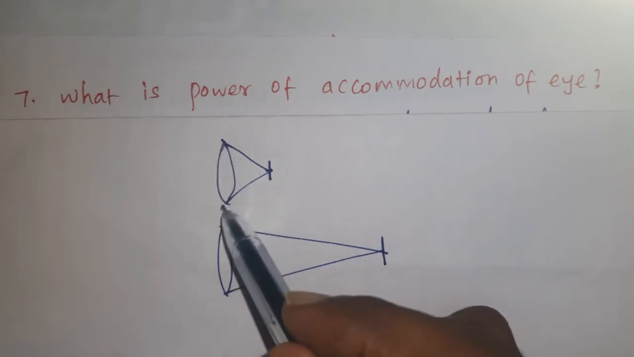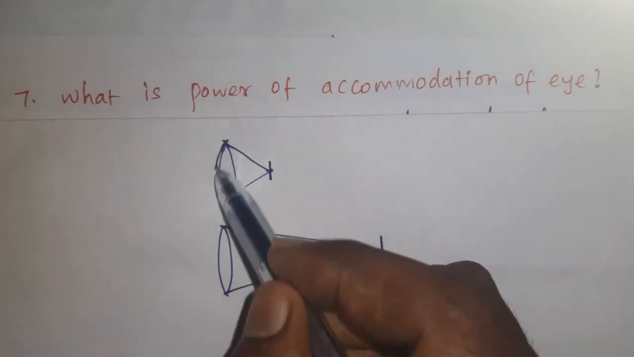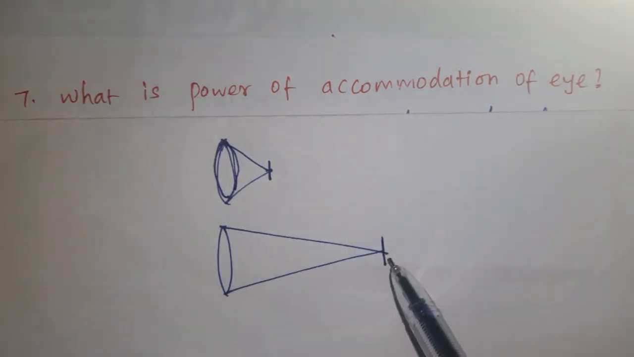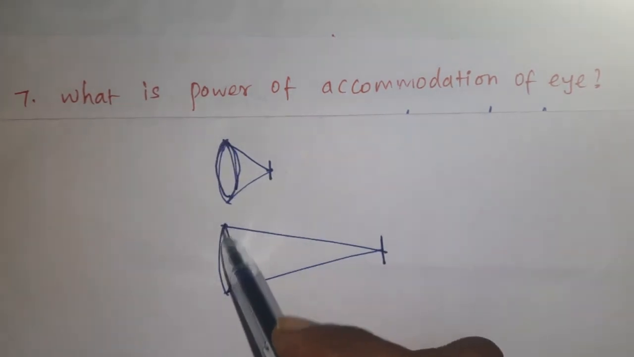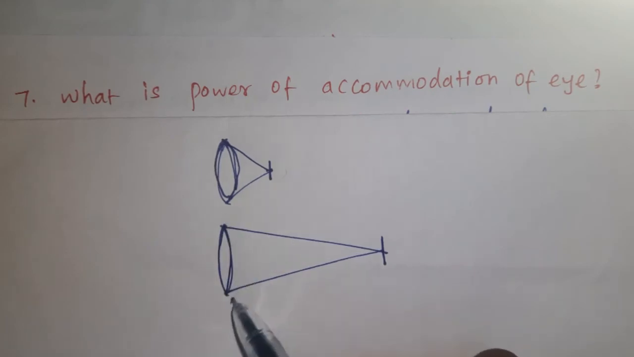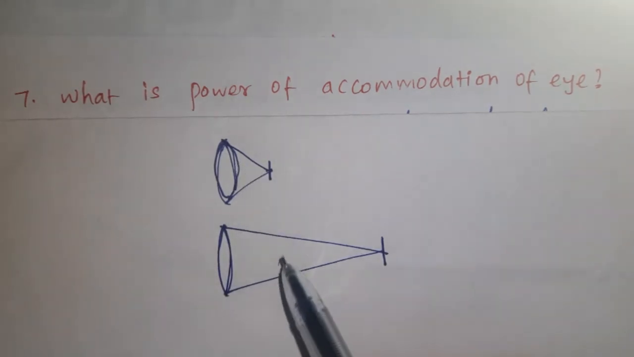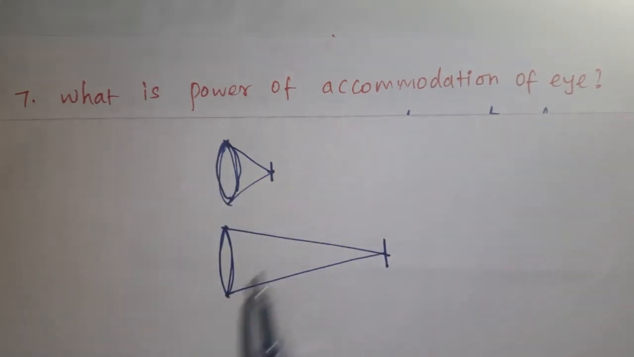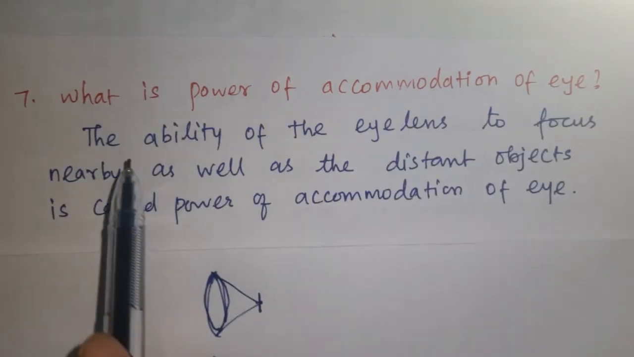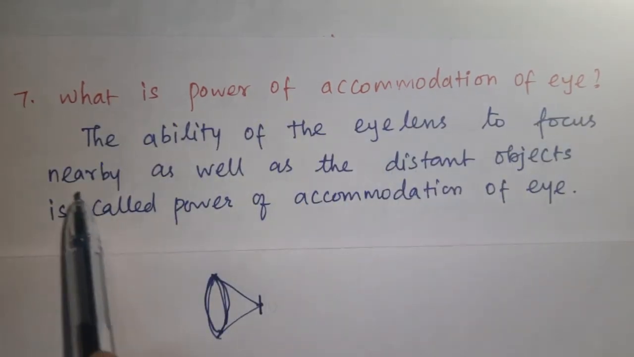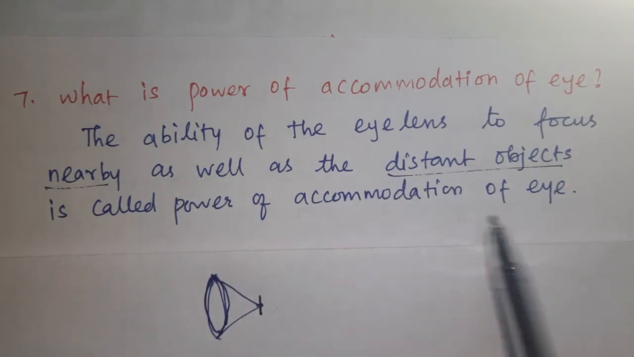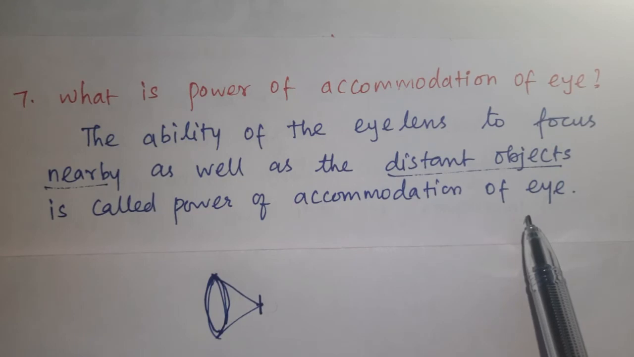If you want to see near objects, our eye lens becomes thick by the action of the ciliary muscles. If you want to see far objects, our eye lens becomes thin by the action of the ciliary muscles. So the adjustment of the focal length of the lens in our eye is nothing but the accommodation of the eye, or power of accommodation of the eye. The ability of the eye lens to focus nearby as well as distant objects is called the power of accommodation of the eye.